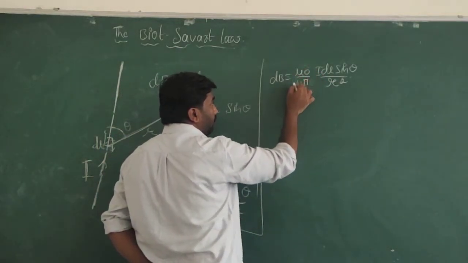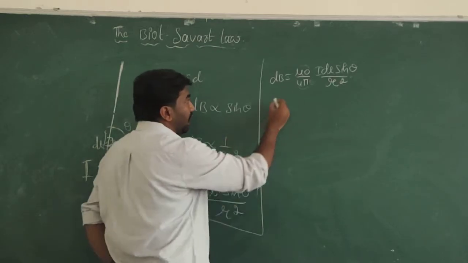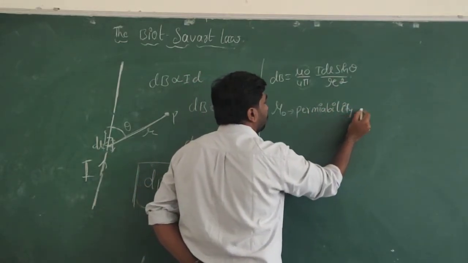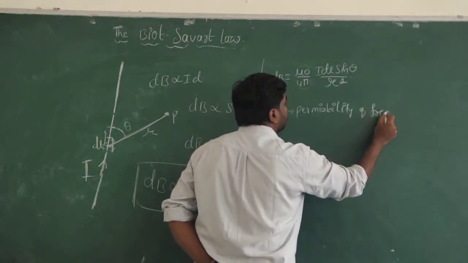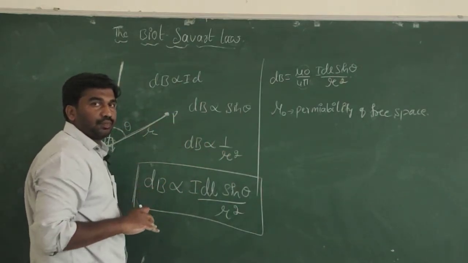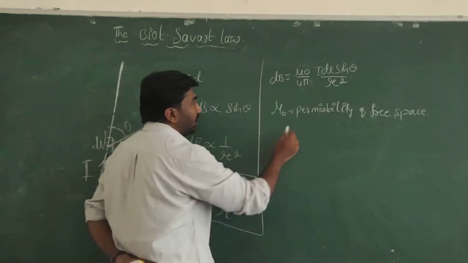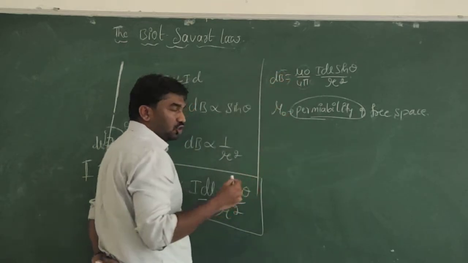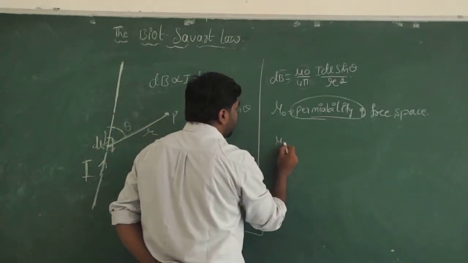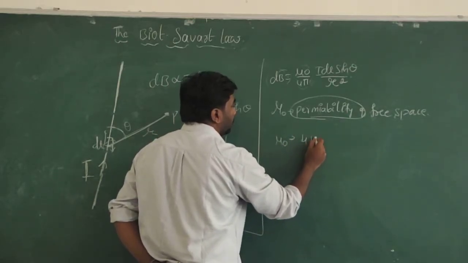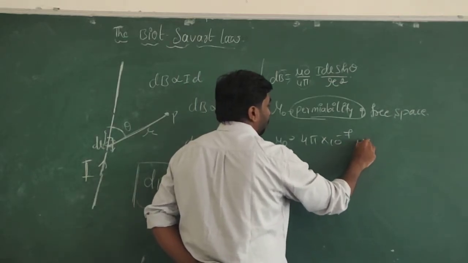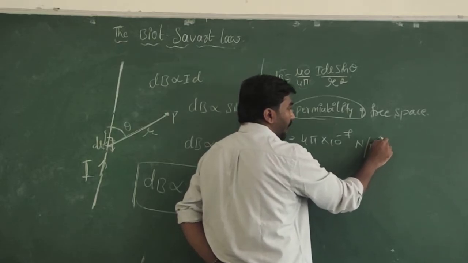This mu naught divided by 4 pi is a proportionality constant, and this mu naught is the permeability of free space. That means the free space allows the magnetic field to pass through it; permeability is how much it permits. So if the permeability is more, more magnetic field will pass through that surface. The value of this mu naught is 4 pi into 10 to the power of minus 7 Newton per ampere square.